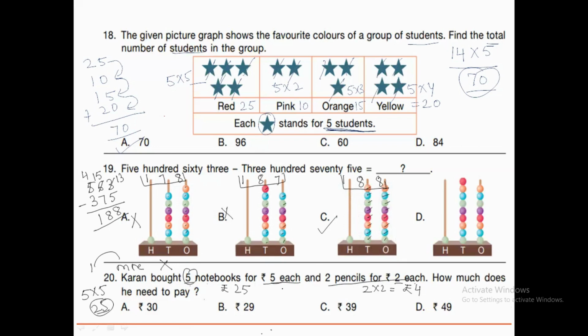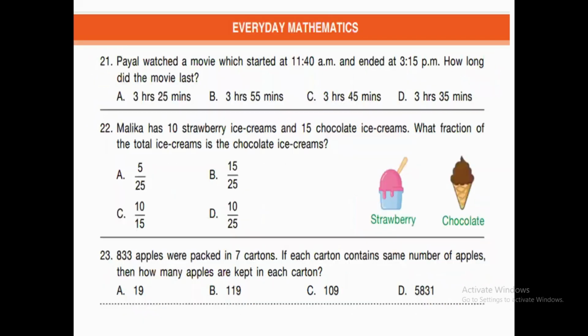Okay, now the question is asking how much he needs to pay for both things. So here we will add 25 with 4. What are we getting? We are getting 29. Which is our option? 29 is option number B. So option number B will be our correct answer.